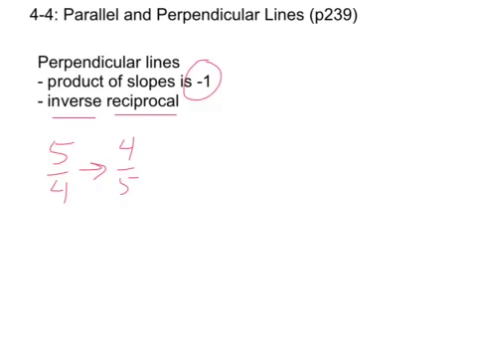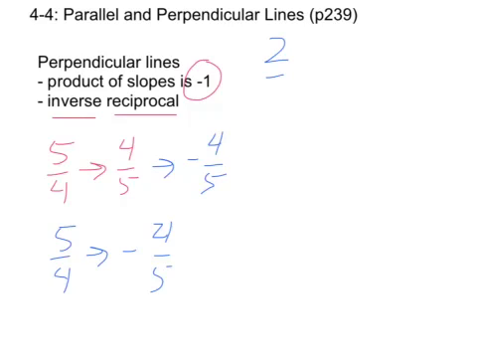So now let's talk about the inverse reciprocal. The inverse is the negative version of a number. It's the opposite of that number. So the inverse of 4/5 is -4/5. So the inverse reciprocal of 5/4 is -4/5. The inverse reciprocal of 2/3 is -3/2. You just flip it and reverse the sign. If it's positive, you make it negative. If it's negative, you make it positive.